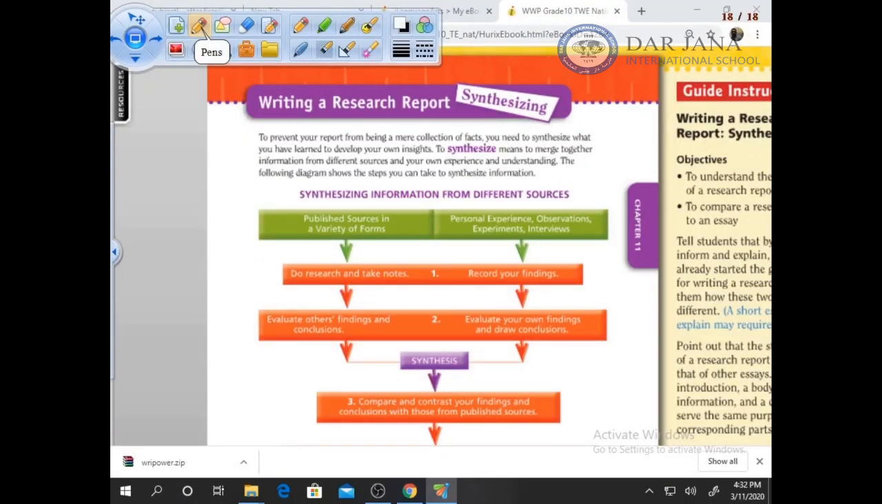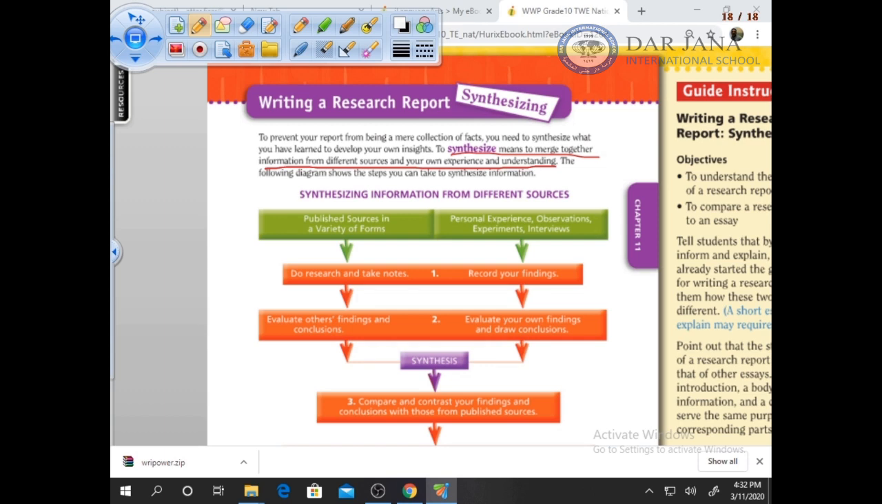Good day, everyone. In this lesson, we are going to discuss what synthesizing is in terms of your research week. First of all, if you look at your book, what we mean by synthesize is to merge together information from different sources and your own experience and understanding.